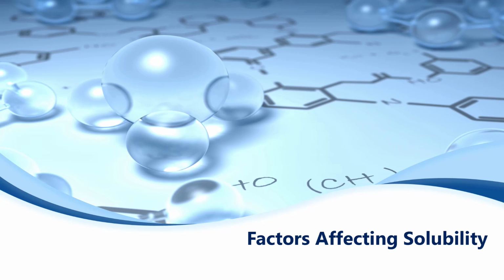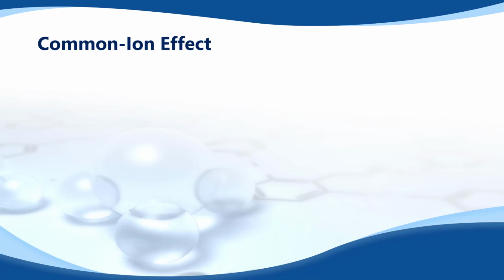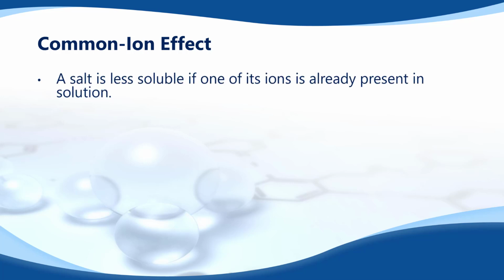Alright, so in this video, which is I believe the next to last video in our series, we're going to talk about some of the factors that affect solubility, and we'll do a little bit of math with it, but not a lot. Okay, so the first major thing that can affect solubility is what's called the common ion effect. The common ion effect basically means that if you already have one of the ions in solution somehow, the salt will become less soluble than it already was.